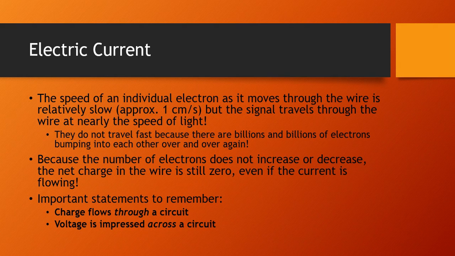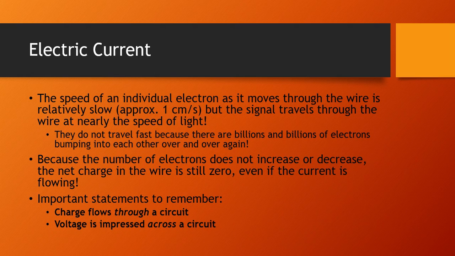It only takes one little bump at the beginning of the line, and the electron all the way at the end of the line feels that little bump and turns the object on. This is why when you flip the light switch, it comes on instantly, and you don't have to wait for it, regardless of how long the wires are. Because of this, you're not using up the electrons in the wire. The number of electrons in the wire doesn't increase or decrease. They just move through the wire over time. So the net charge on the wire itself is actually 0, even if there's current flowing through the wire.